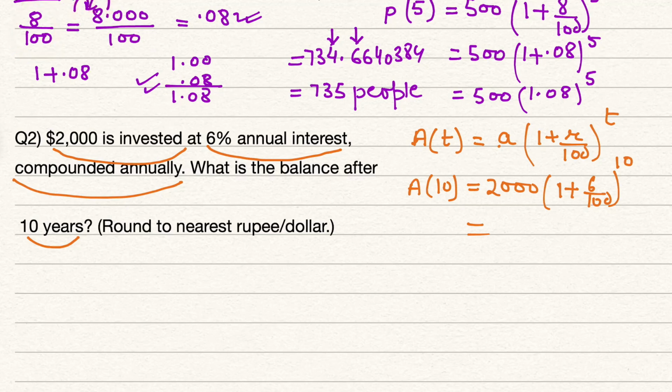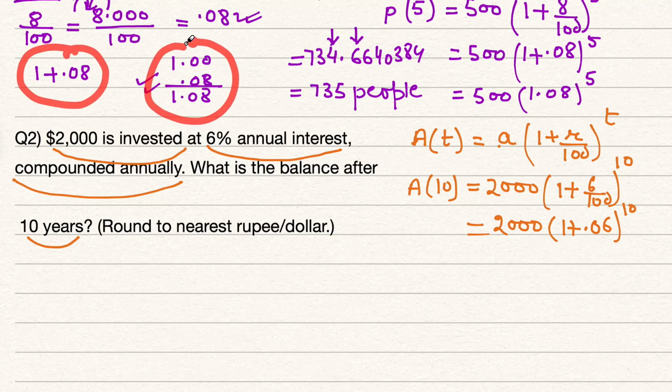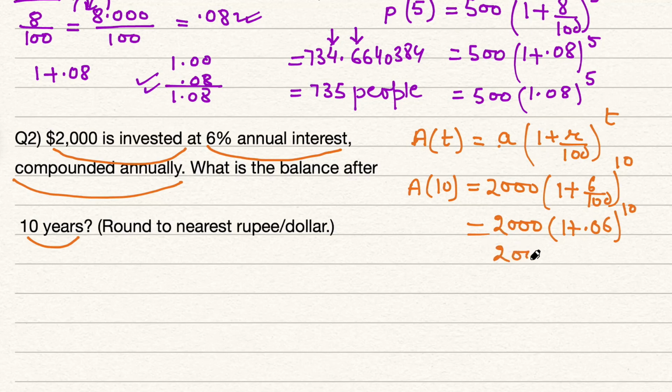So similarly, if I apply it here, that will be 1 plus decimal 0.06 raised to power 10, and here it is 2000. Again, if you have to add the decimal, the decimal should be below the decimal. So if I add 1 plus this, this will become 2000 times 1.06 raised to the power 10. So let's use the calculator.